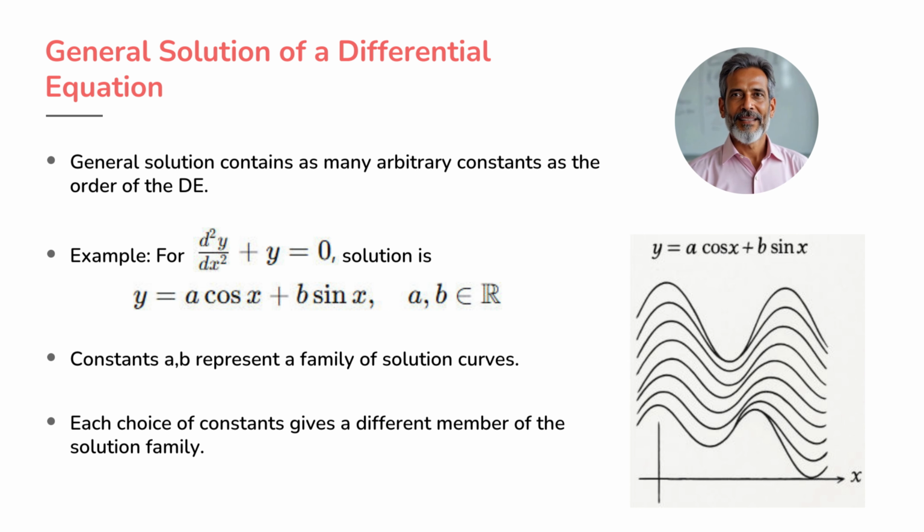Take the equation d squared y by dx squared plus y equals 0. Its general solution is y equals a cosine x plus b sine x, where a and b are arbitrary real constants. Notice what's happening. We don't have a single curve, we have an entire family of curves. Choosing different values of a and b will give us different solution curves. Some look like stretched cosines, others look like shifted sines. In short, the general solution is like a parent family tree. It holds all the possible solutions under one umbrella, with arbitrary constants acting as dials we can turn.